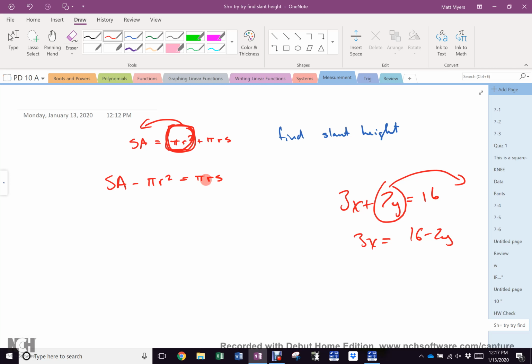So I would divide by pi r, right? So what do I do here? And now I'm done. Just moving the letters.